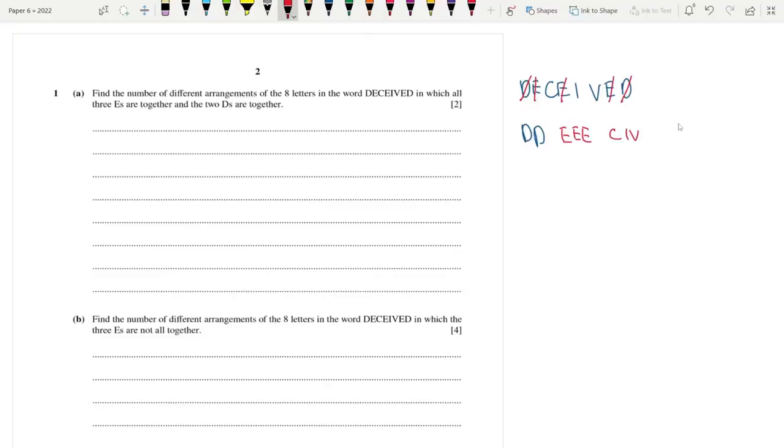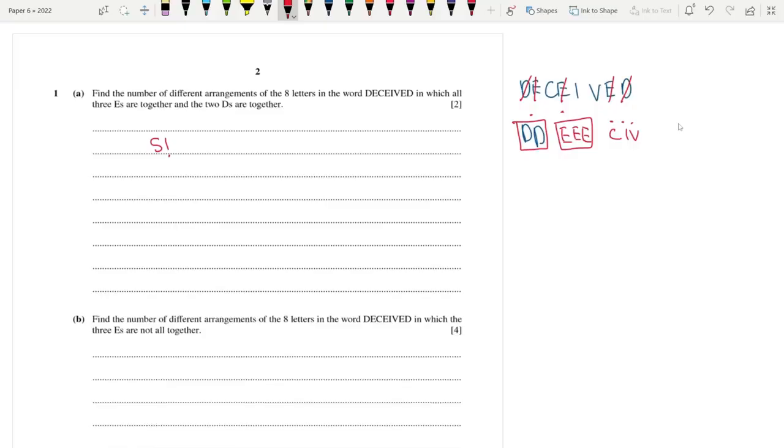So to solve the sum, basically, we need the D's to be together. We need the E's to be together, all right? And the letters CIV do not need to be together. So how many units do we have in total? 1, 2, 3, 4, 5. So since we have 5 units, it's going to be 5 factorial.